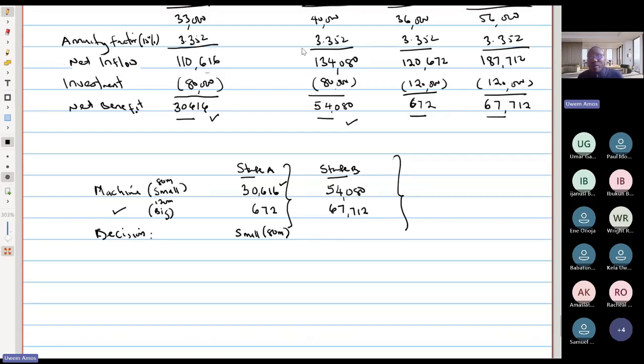Okay, no. So between the small machine and the big machine, which of them makes the most sense to us? We can clearly see that this is 54 million and this is 767. So between these two under state B, the big machine that costs 120 million makes more sense.